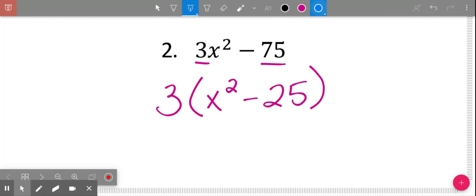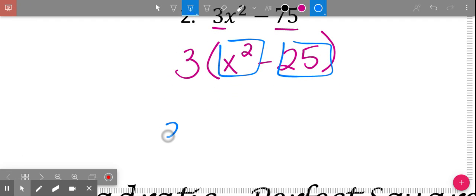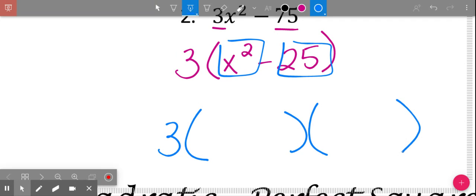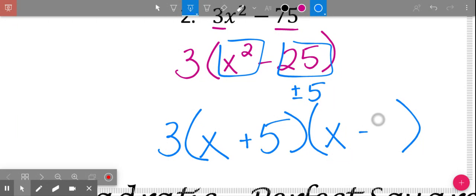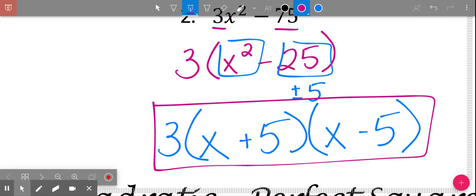And then notice both of these are now perfect squares, which is great. So that means it's going to be easy to factor. So when the 3 goes up front, we're going to set up our parentheses. The square root of x squared is just going to give me my x's. The square root of 25 is plus or minus 5. So plus 5 and minus 5. That's going to be it.